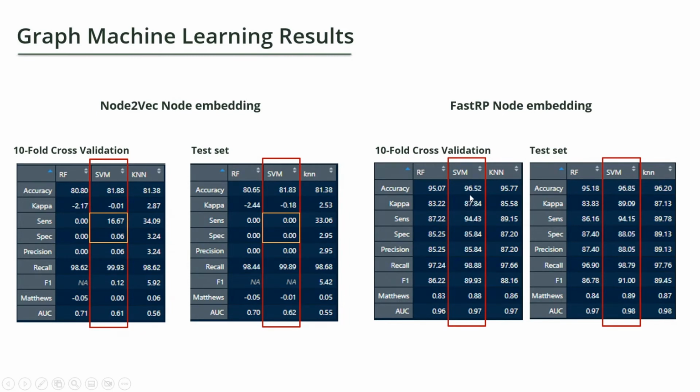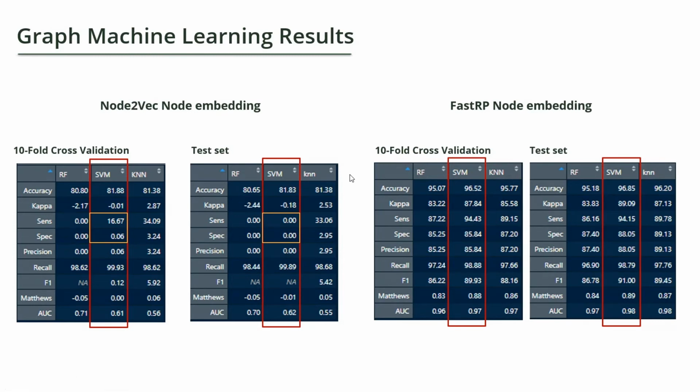and we managed to achieve 96% performance and an equivalent performance in the test set, which indicates the generalization ability of our models, while the sensitivity and specificity in both 10-fold cross-validation and test set are in equivalent amounts. These results indicate the ability of graph machine learning to be applied in a knowledge graph for drug repurposing.